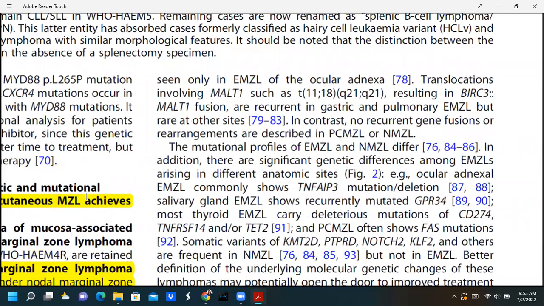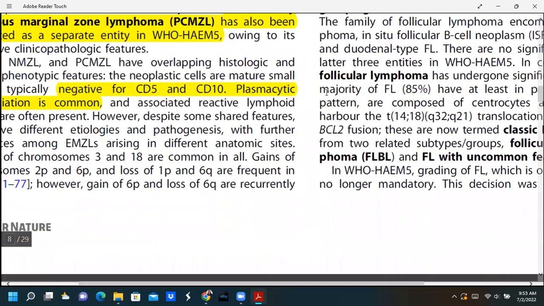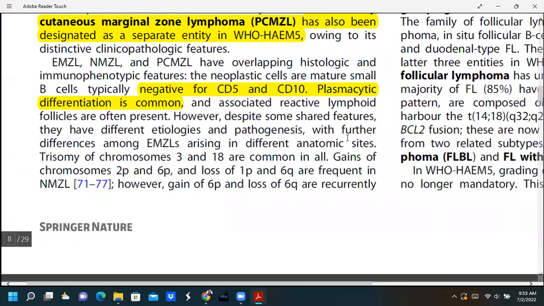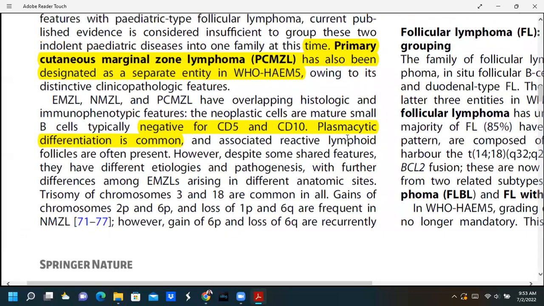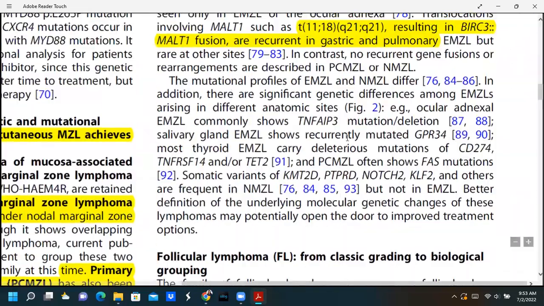So these might look unimportant to you, but these are actually important for your board purposes if you are giving heme boards or even your search boards like AP boards. They ask you this thing. The t(11;18) is seen in gastric and pulmonary, and they ask you the minor details like gain of 6p and loss of 6q and other things. So basically these are important.